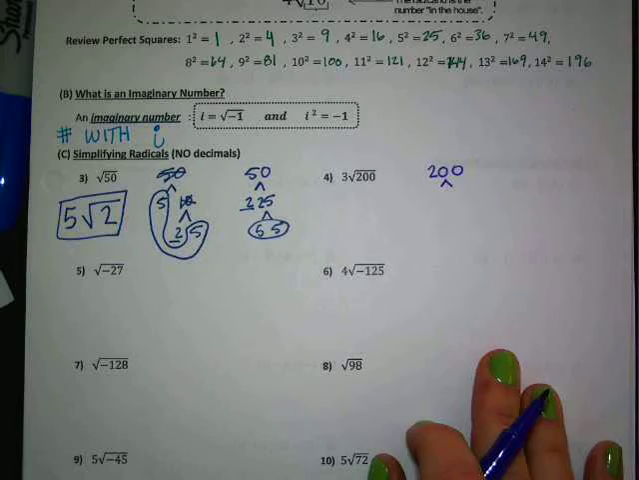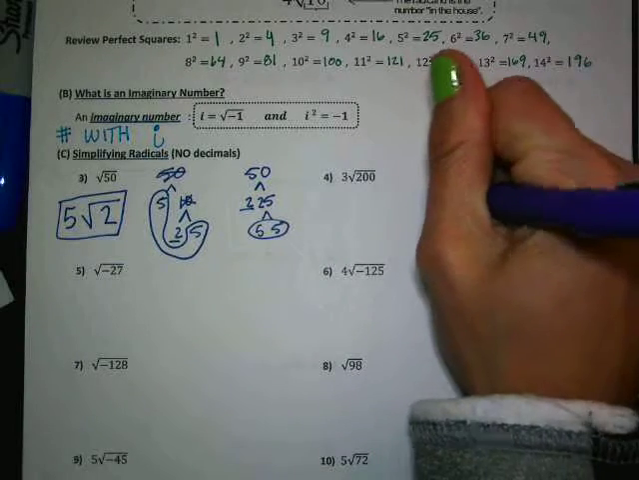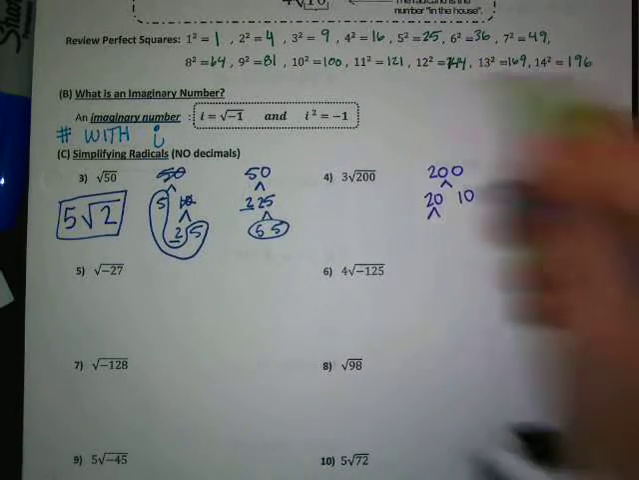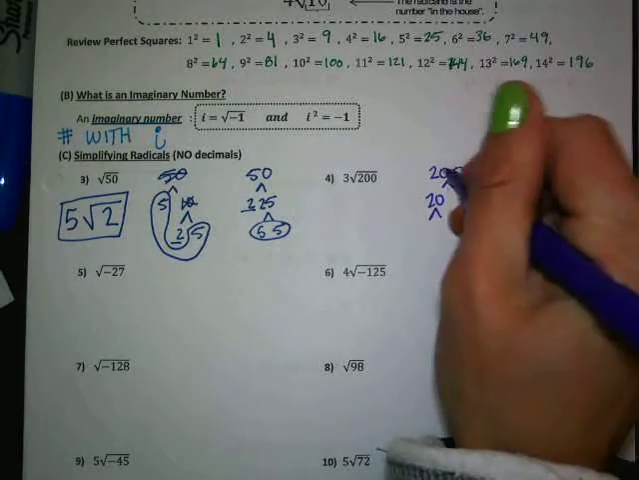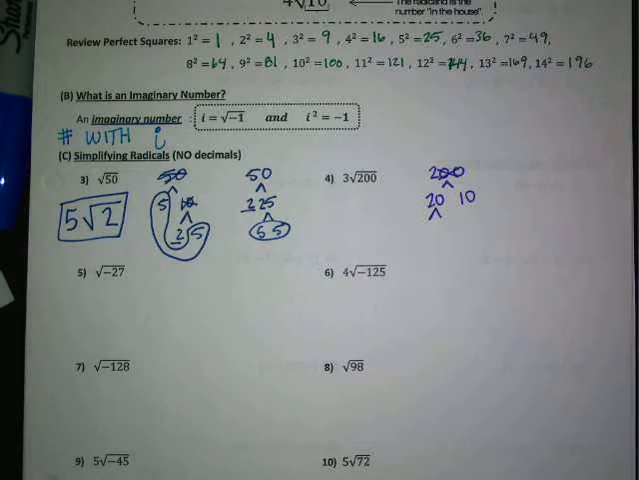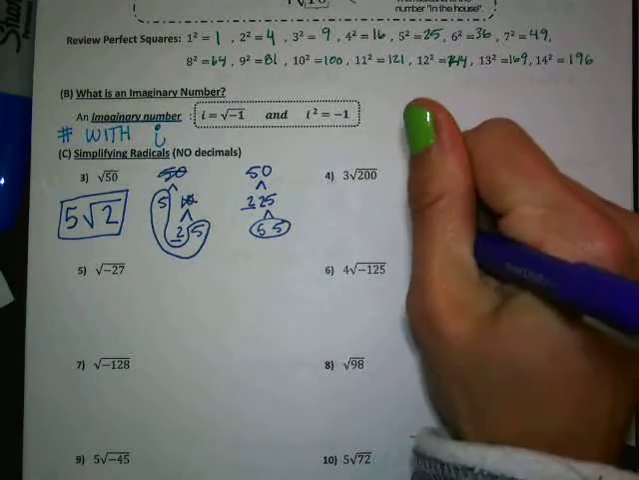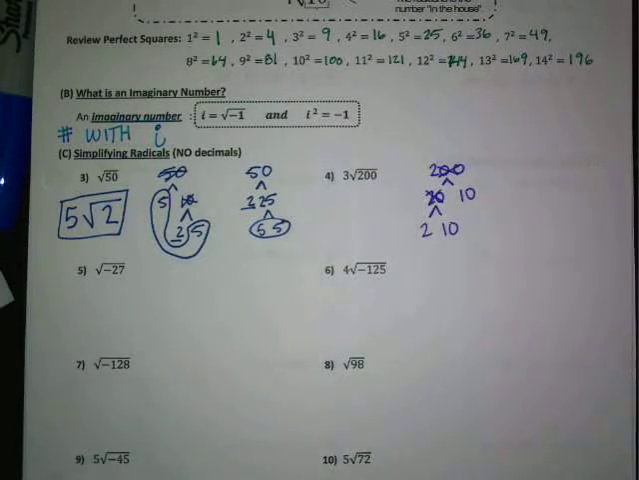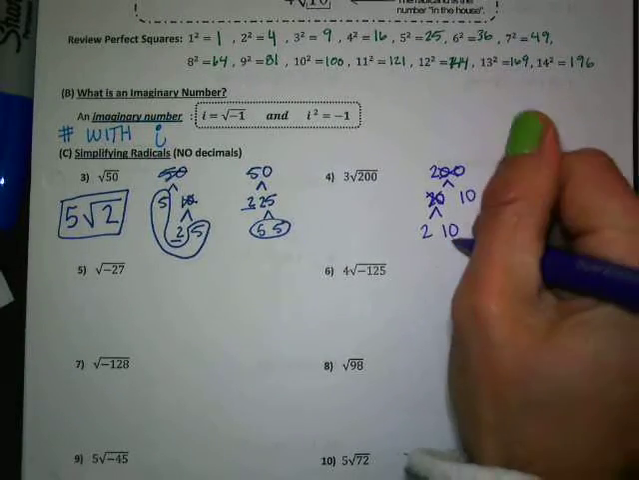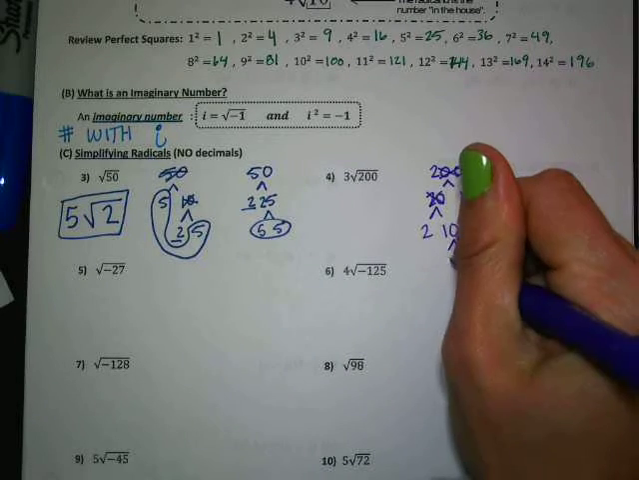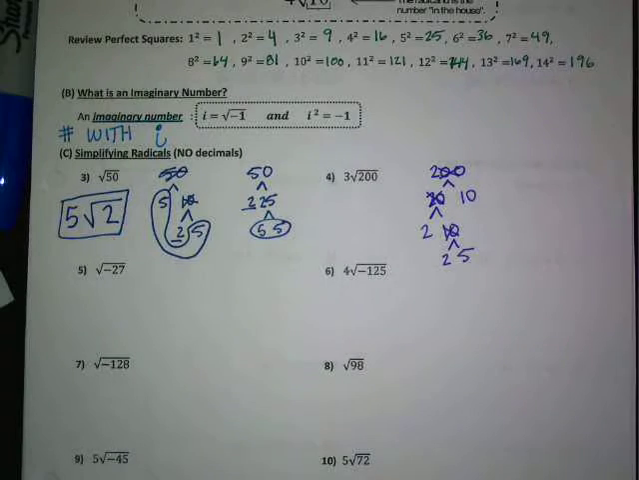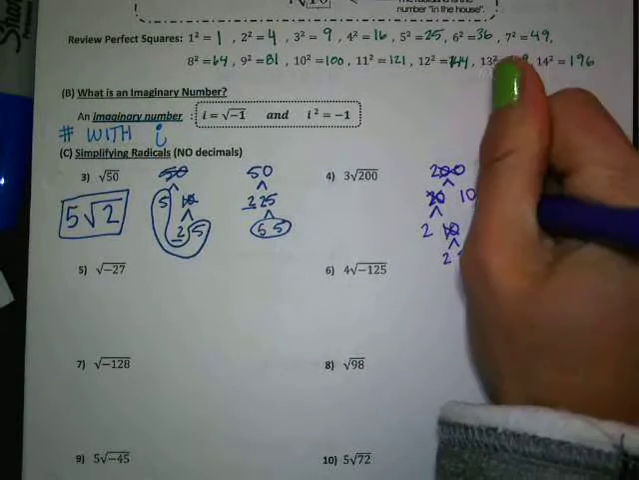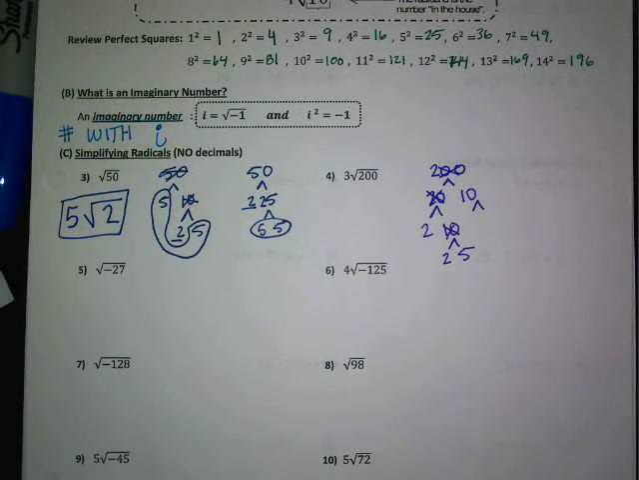20 and 10. Then we're going to break it down farther. Remember, since I broke down 200, I don't need it anymore. 20, does it break down? Yep, 10 and 2. I broke down 20, I don't need it anymore. 10, does it break down? 2 and 5. I broke down 10, I don't need it anymore. This 10 can also break down. 2 and 5.